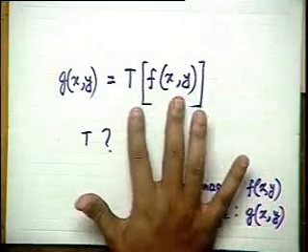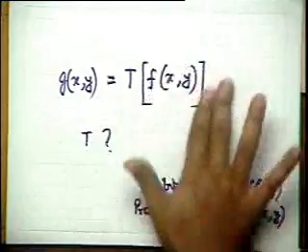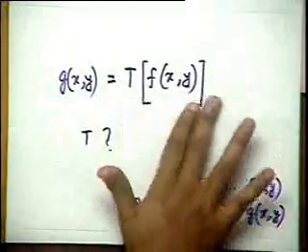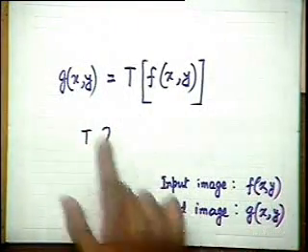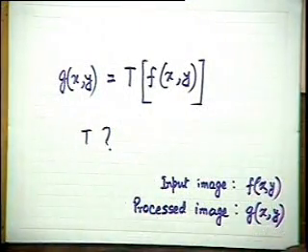we apply some function. If that function t which we are going to design is defined over a neighborhood region of xy, then what we get by applying that function is the intensity value of the processed image at the point xy. So naturally this t in general I must consider to be a neighborhood operation.